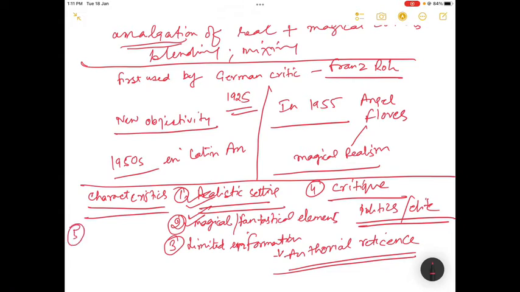Another important feature is unique plot structure. Magic realism does not follow a typical narrative with a proper, clear beginning, middle, and end, like other literary genres.